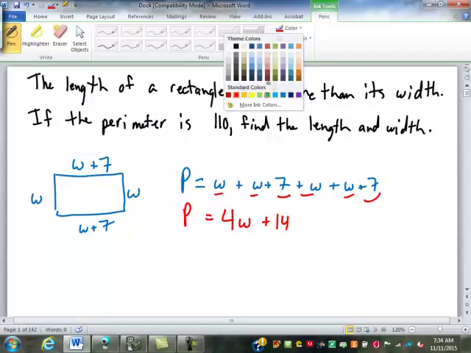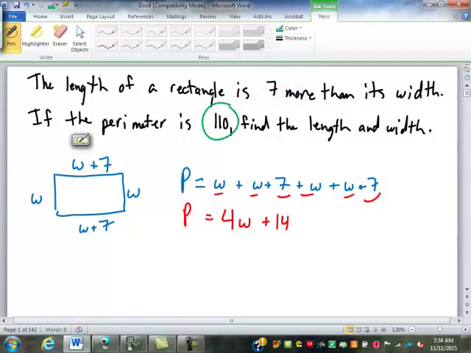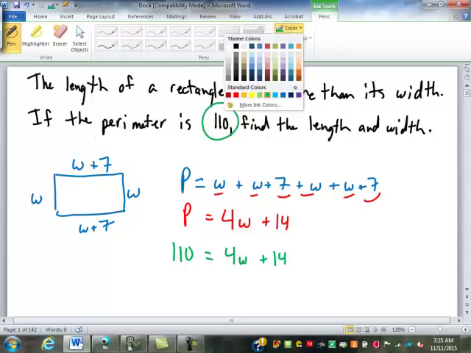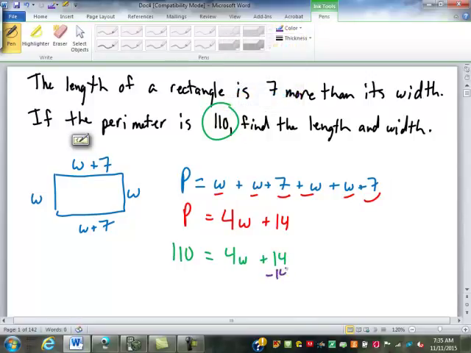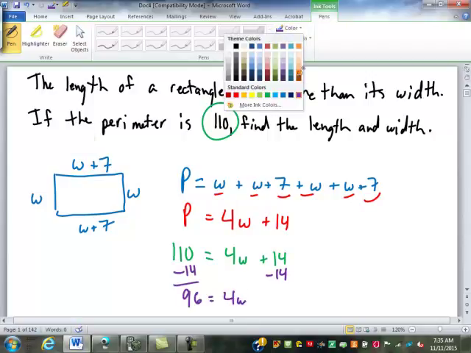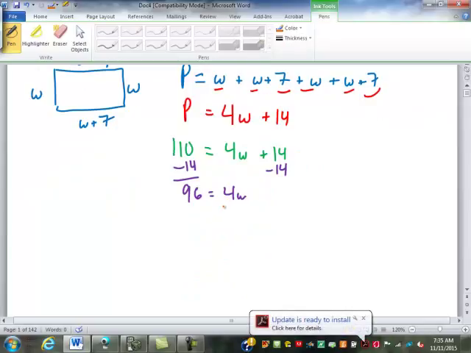Now there's still one thing missing that we can put in here, and that is 110 as the perimeter. So 110 equals 4W plus 14. From there, what do we do? Subtract 14. So 96 equals 4W. And then divide by 4. 24 equals W. So this is 24.